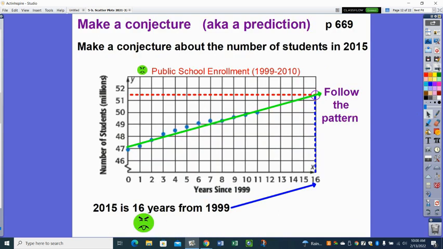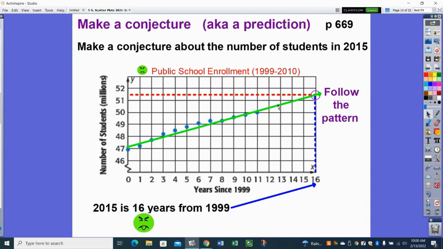Okay, so one more here, and then we'll have you do one and call it a day. So this is the public school enrollment that we were talking about, in years after 1999. But if you wanted to make a prediction about what's going to happen in 2015, which is 16 years after 1999, you would take that data and you would draw a trend line down the center.